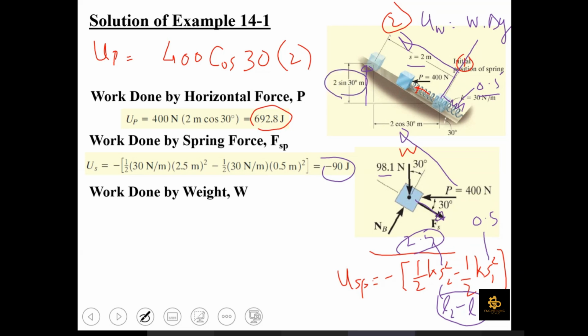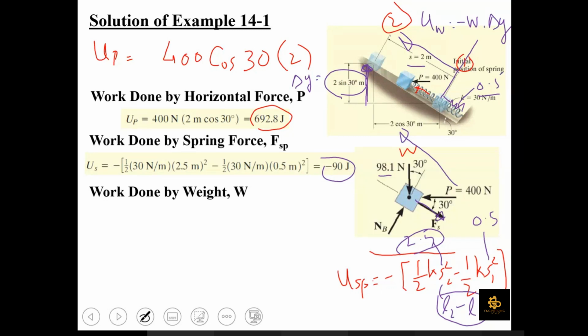Vertically कितना weight displace हो रहा है between position 1 and position 2? It is going to be 2 sine of 30, isn't it? Yes, sir. So delta y is 2 sine of 30. Weight is acting downward. What is the direction of delta y between position 1 and 2? Upward or downward delta y? Upward. So weight is acting downward, delta y is upward. So what should be the sign of UW? Positive, negative? Negative, since W and delta y are opposite to each other.